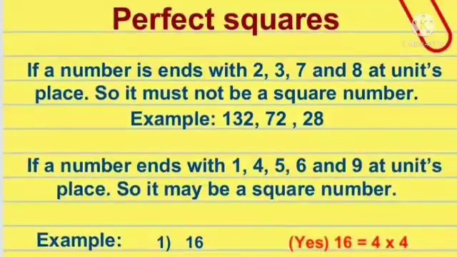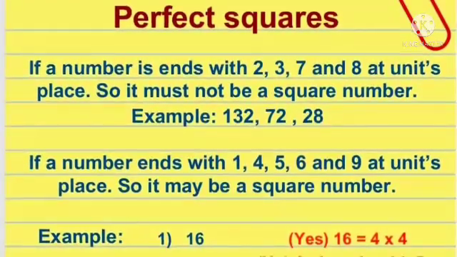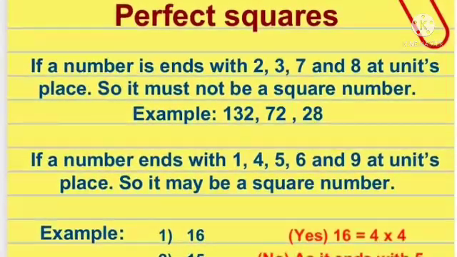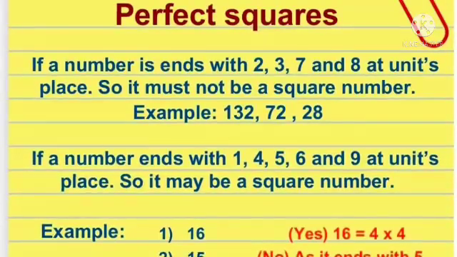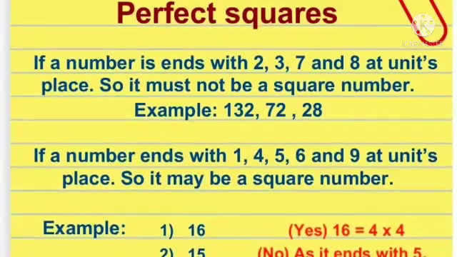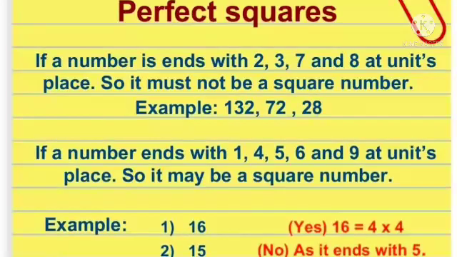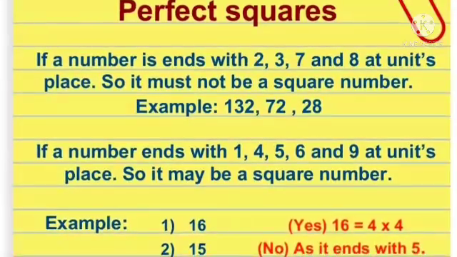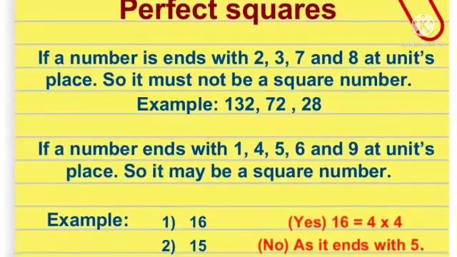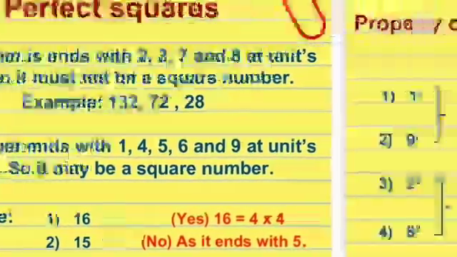Perfect squares. If a number ends with 2, 3, 7 or 8 at the units place, it must not be a square number. Example 132, 72 and 28. If a number ends with 1, 4, 5, 6 or 9 at the units place, it may be a square number. Example 16, 4 multiplied by 4 is 16. Example 15. As it ends with 5, it is not a perfect square.